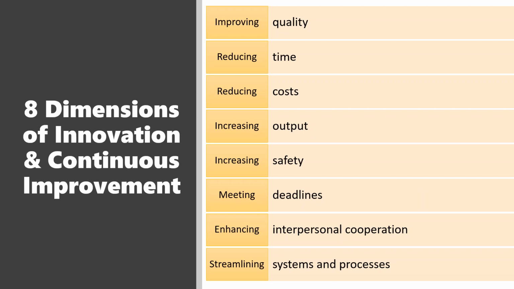What you see on your screen now, of course, is 8 dimensions of innovation and continuous improvement. So you might want to ask yourselves these questions when you look at your systems, procedures, and routines. How can we improve the quality of what we do? So you are either in the business of generating services or generating products. And the question you've got to ask yourself is, how can we improve what we're doing? How can we improve the quality of what we're doing?